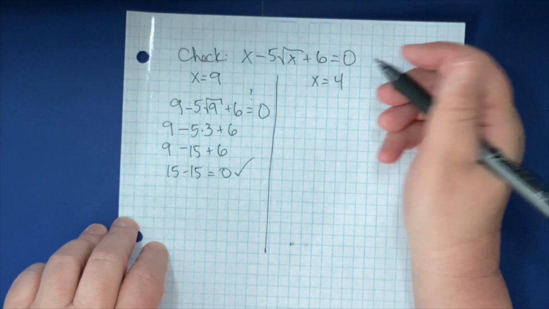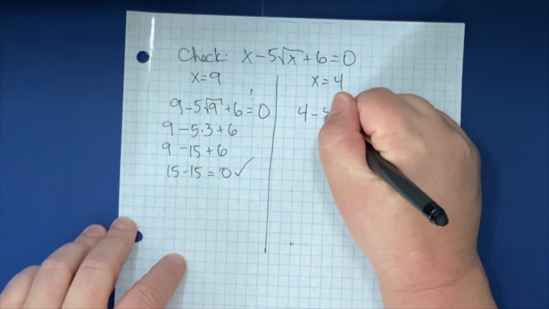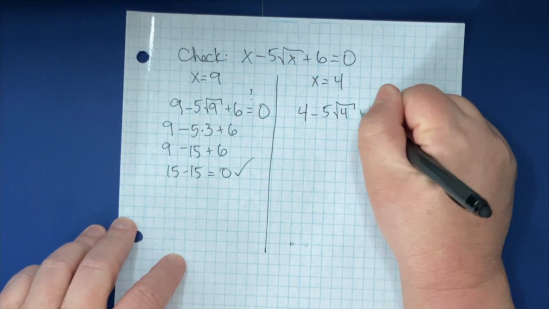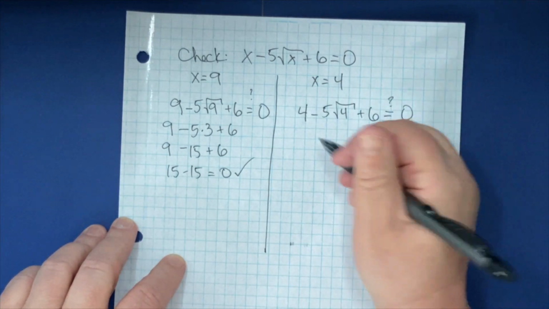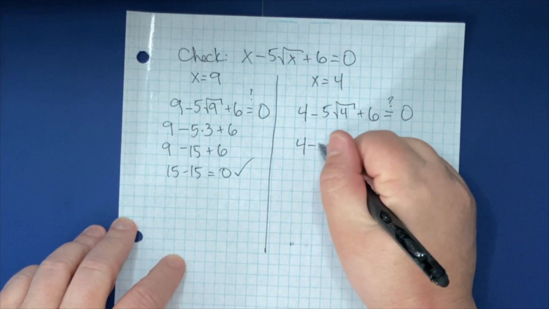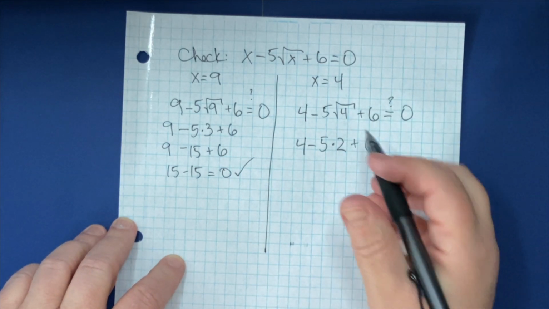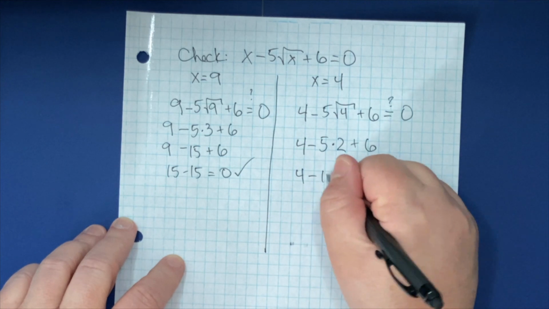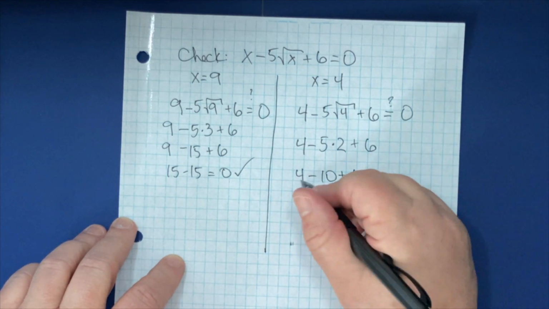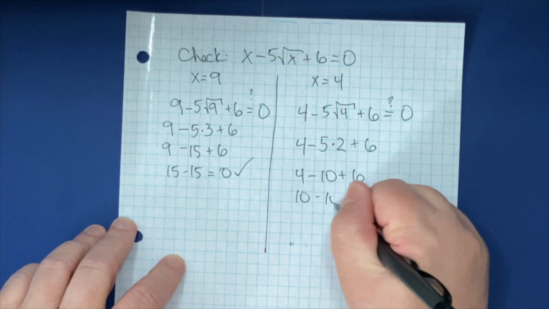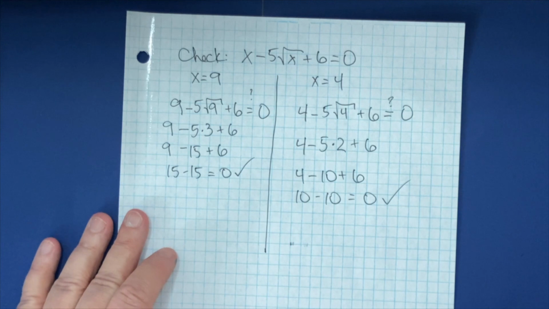Yay! Okay, let's try this one out. 4 minus 5 radical 4 plus 6. Does that equal 0? So that's 4 minus 5 times 2 plus 6. So that's 4 minus 10 plus 6. Okay, so add the positives. 10 minus 10, that equals 0. Oh my goodness, both answers work.